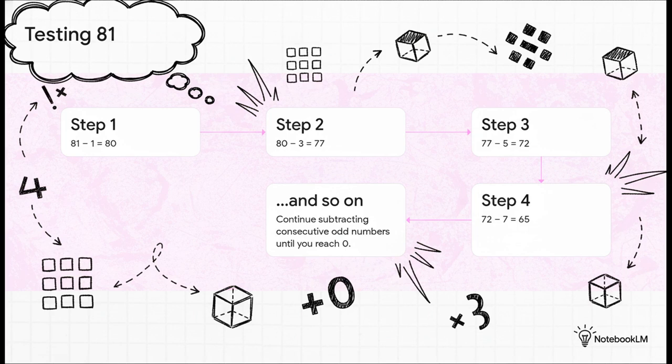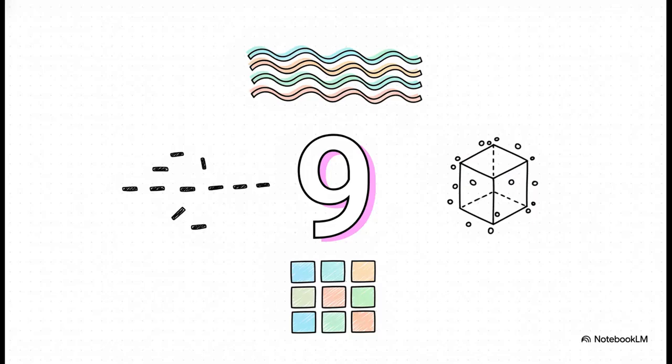First, we subtract the first odd number, 1. That leaves us with 80. Next, subtract 3, we get 77. We just keep doing this, subtracting 5, then 7, then 9, taking away each odd number one after the other. The whole point is to see where we land. And with 81, we keep going and going all the way down to 0. But here's the kicker. The really important question is, how many times did we have to subtract to get there? If you go back and count the steps, it took exactly 9 of them.